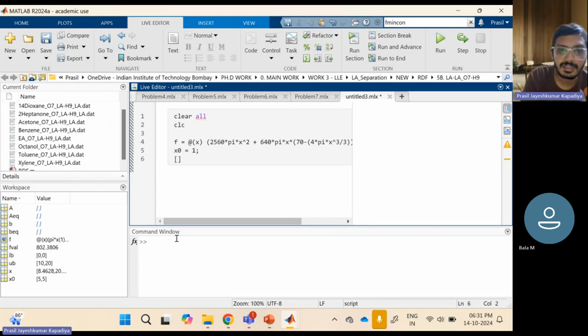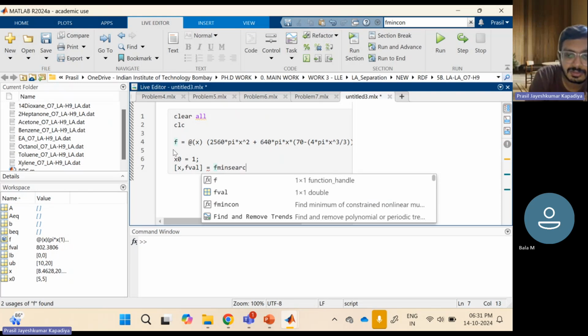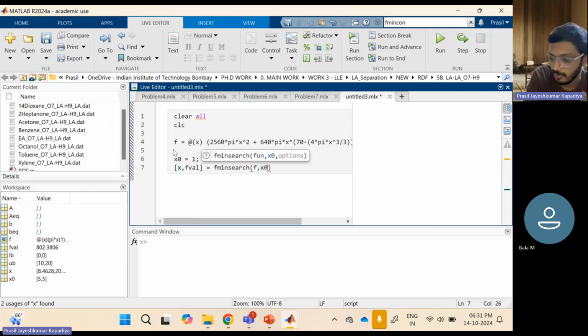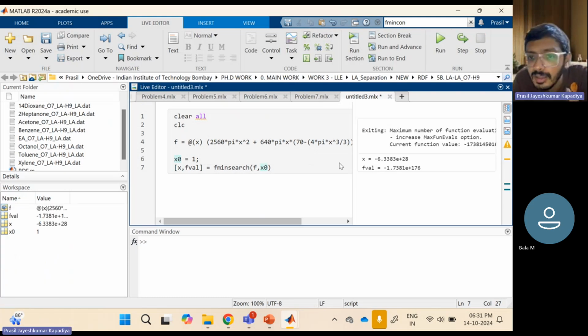So my function, it is really a simple function. So it is x comma fval is equal to fminsearch f comma x0. Okay, so if I run it, I'm getting the value of x as minus 6.328. That doesn't make any sense actually. So we have made some mistake. Plus 640 pi r. Yeah, here is the mistake.